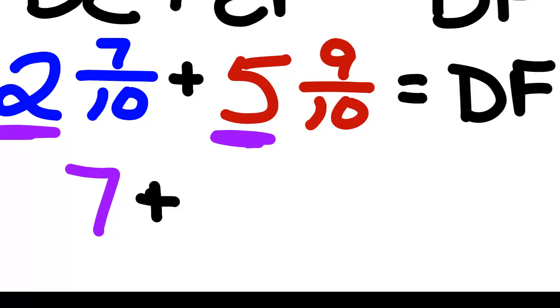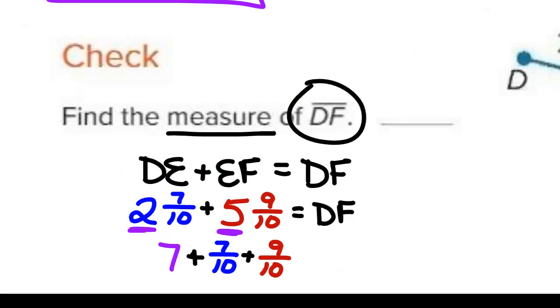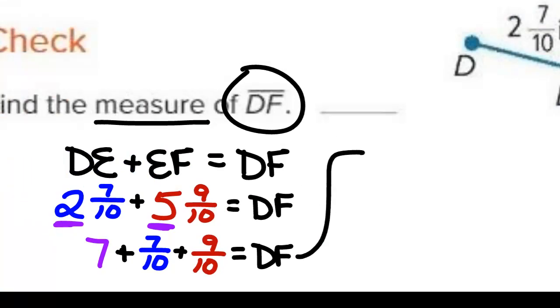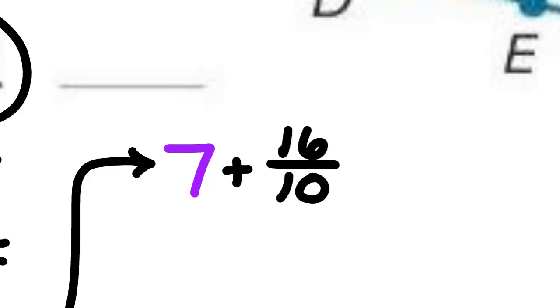Plus, and now I'll deal with the fractions. 7/10 plus 9/10. What's my rule for adding fractions? Have to have the same denominator. Do my two fractions have the same denominator? Yes. So I don't have to work to get a common denominator there. I just add those numerators together. What is 7 plus 9? So I get plus 16 over 10.